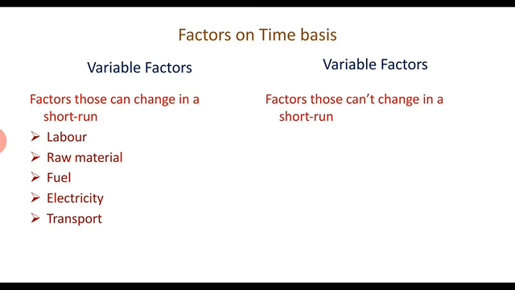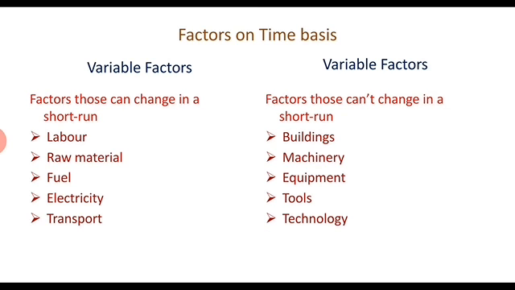Fixed factors. Factors that cannot change in a short-term period are called fixed factors. For example, buildings, machinery, equipment, tools, technology. Types of production function. Production function is two types.